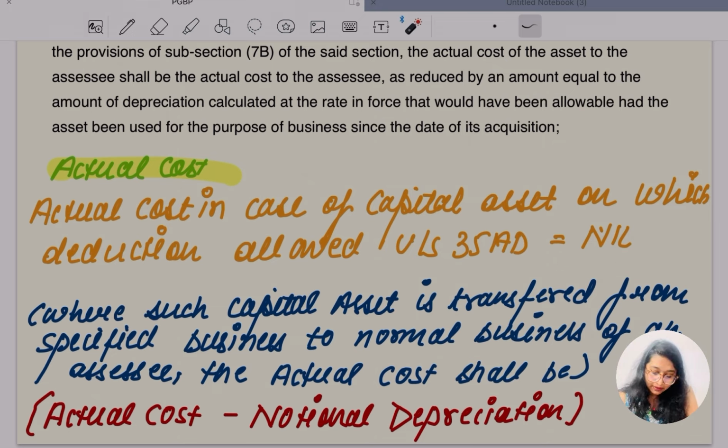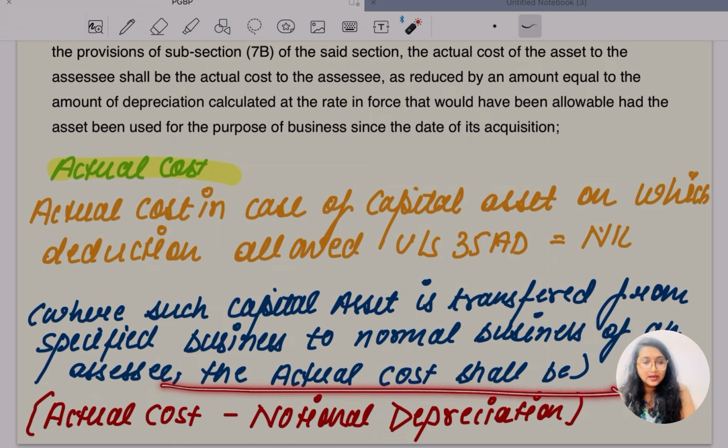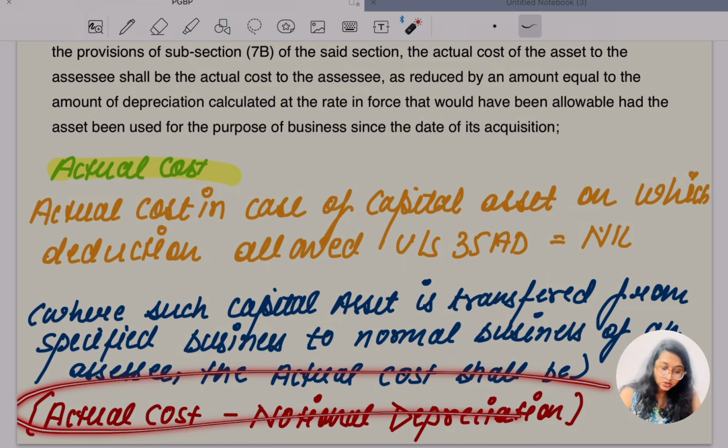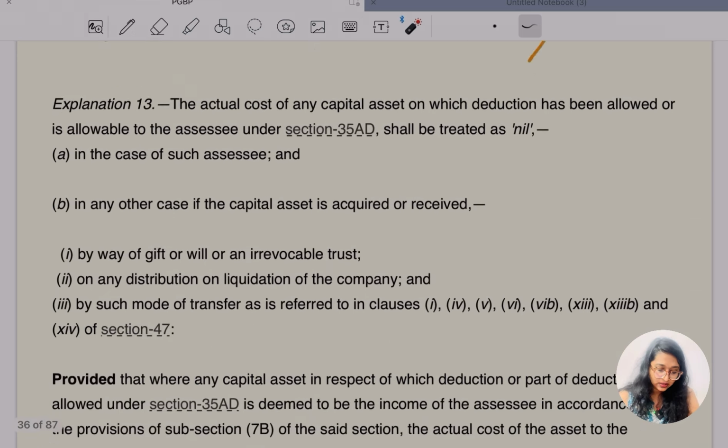Where such capital assets are transferred from the specified business to the normal business, ठीक है, of the assets, then the actual cost shall be actual cost less notional depreciation. Once it was used for the specified business, ठीक है, but as I told you, where this asset is transferred from specified business to normal business की बात कर रहे हैं, ठीक है. So in this case we are going to take the actual cost less notional depreciation, ठीक है. So this is all about the explanation 13.